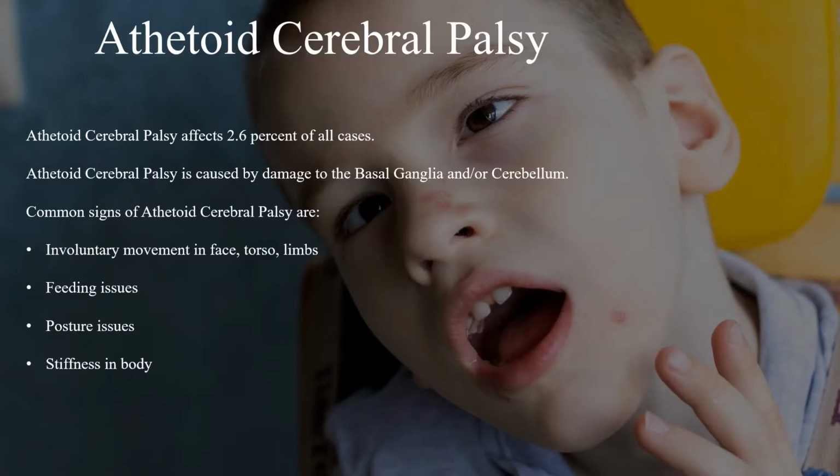Athetoid cerebral palsy affects 2.6% of all cases. Athetoid cerebral palsy is caused by damage to the basal ganglia and/or cerebellum. Common signs of athetoid cerebral palsy are involuntary movements in the face, torso, or limbs, feeding issues, posture issues, and stiffness in the body.